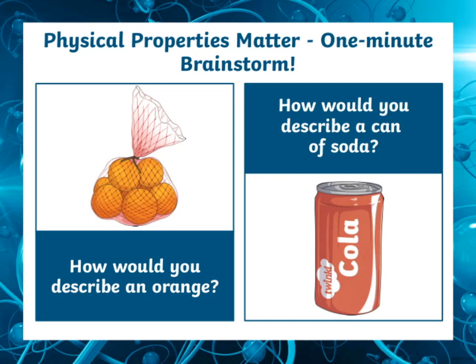Let's start with something simple. How would you describe a can of soda? What about an orange? Think about their shapes, textures, colors. These physical properties matter. They shape how we understand and interact with objects around us. Now, take a minute to brainstorm, jot down as many details as you can. This quick exercise gets us thinking about the importance of physical traits in everyday things.